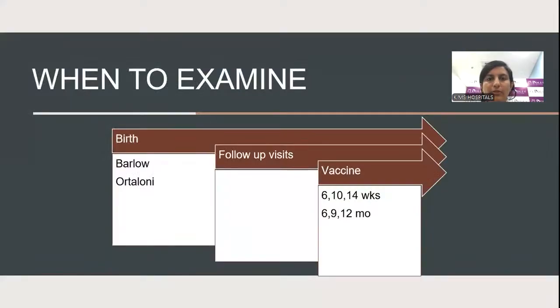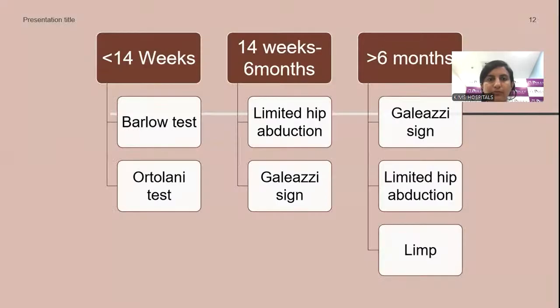How do we diagnose? We need to examine the baby immediately at birth, before discharge, and subsequently at all the following well baby visits, and also at vaccine visits at 6 weeks, 10 weeks, 14 weeks, 6 months, 7 months, 9 months, and 1 year of age.